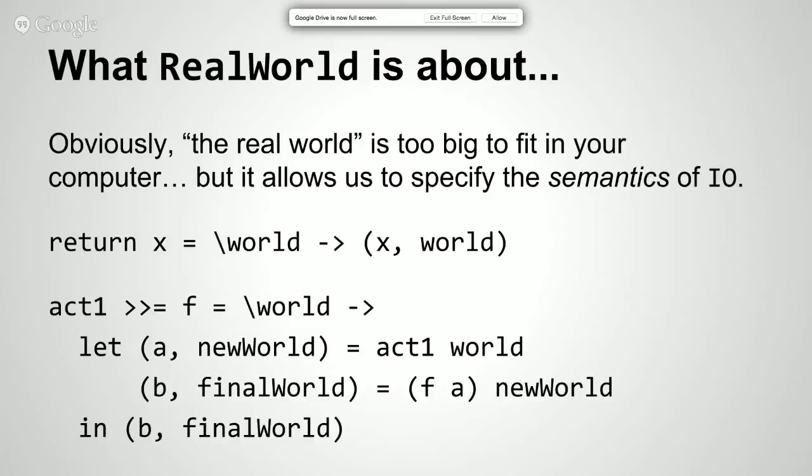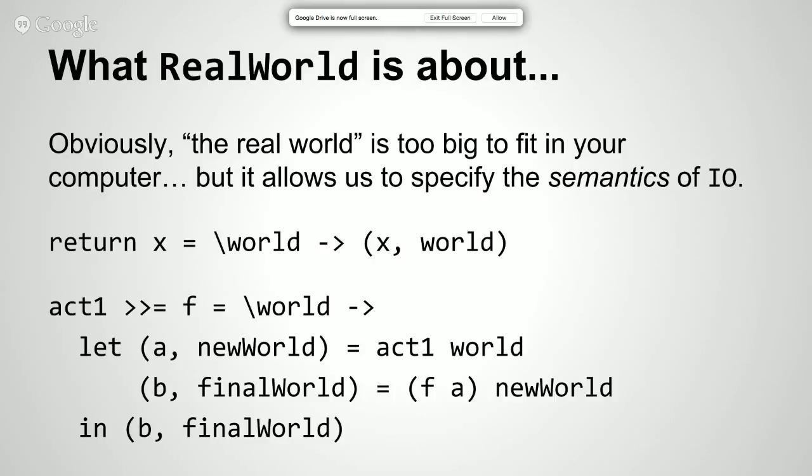And what it gives us is the semantics of IO. return x is the function that takes the world, returns x, and gives you the world as unchanged as reasonably possible, ignoring the heat that's been generated and the increased entropy of the universe.